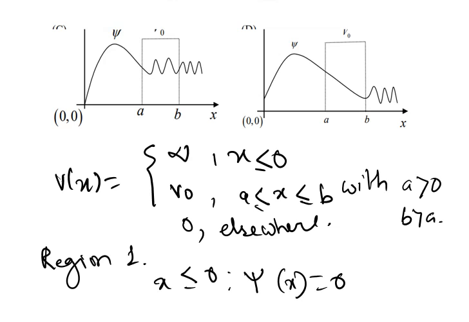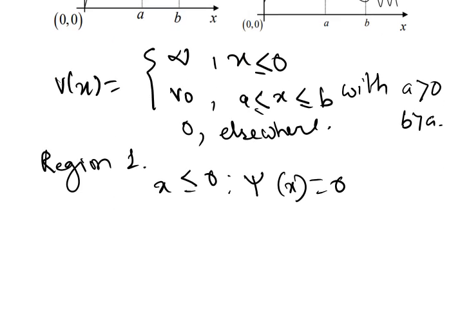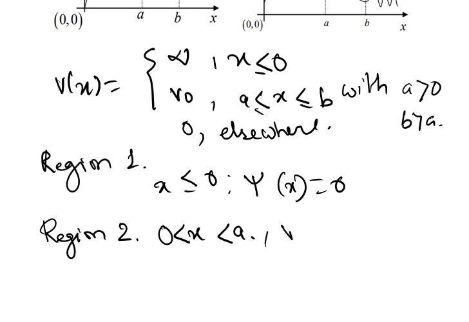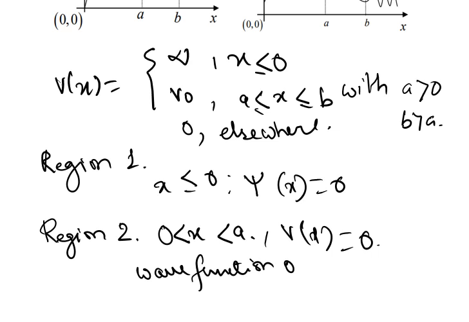Right, in region 2 we have 0 less than x less than a. So it's a free region, that is V(x) we can write equal to 0. So the wave function is oscillatory. So the wave function here is oscillatory.